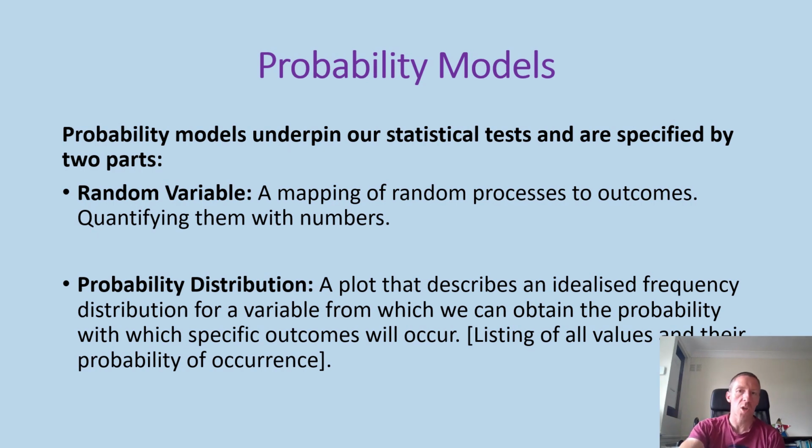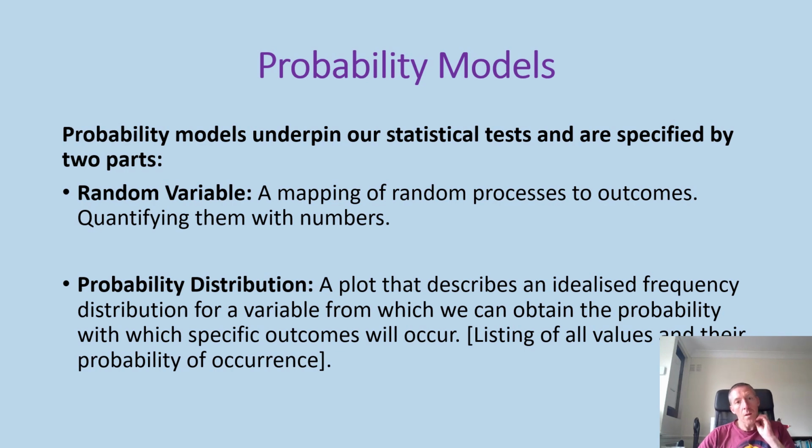A probability model, as I said, underpins the statistical tests that we use, and it's specified by two parts. Firstly, a random variable, which is simply the variable we're measuring, where we use numbers to quantify some trait or process. So it's a mapping of a random process to an outcome. If we're recording the height of people, then whatever scale we use to measure their height, height would be our random variable, and we would quantify their heights using numbers in some way, on some measurement, centimeters, inches, whatever it is.